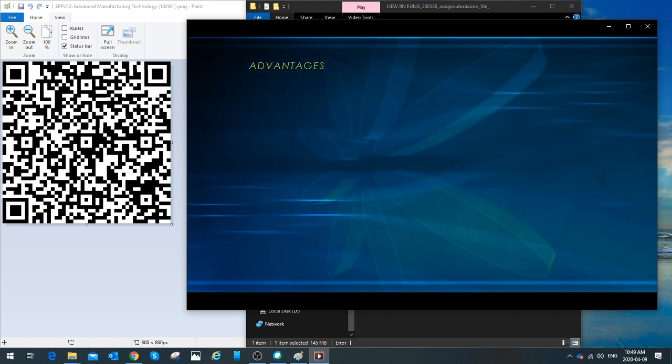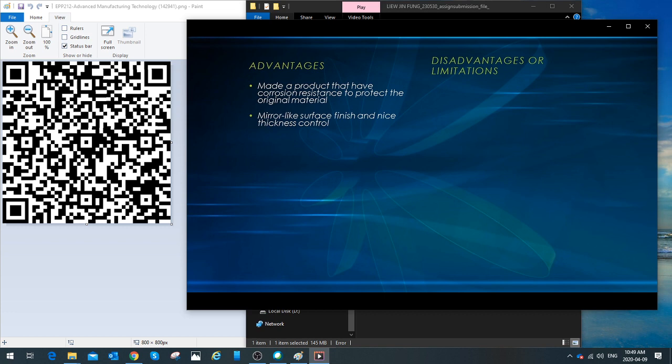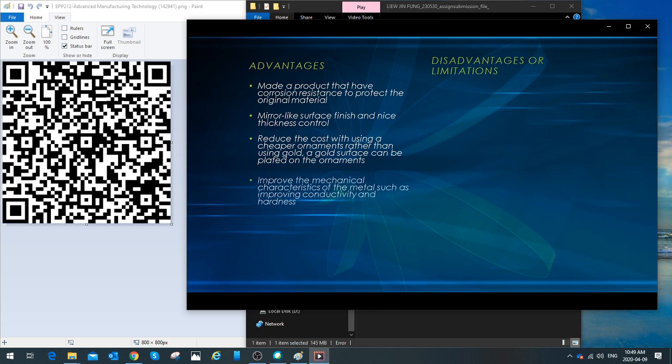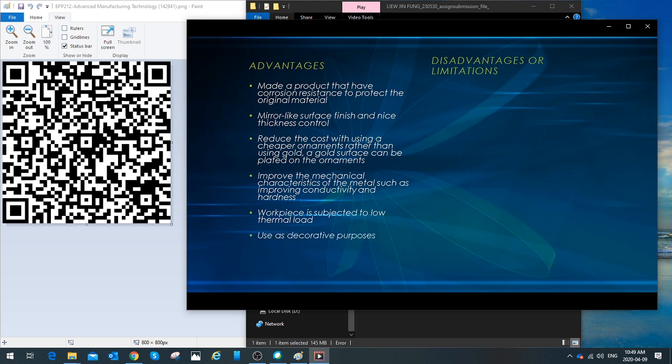Now we will discuss the advantages and disadvantages of the electroplating process. The advantages are: it makes a product that has corrosion resistance, makes a product that has a mirror-like surface finish, reduces the cost, and improves the mechanical characteristics. The workpiece is subjected to low thermal load and it is used for decorative purposes.